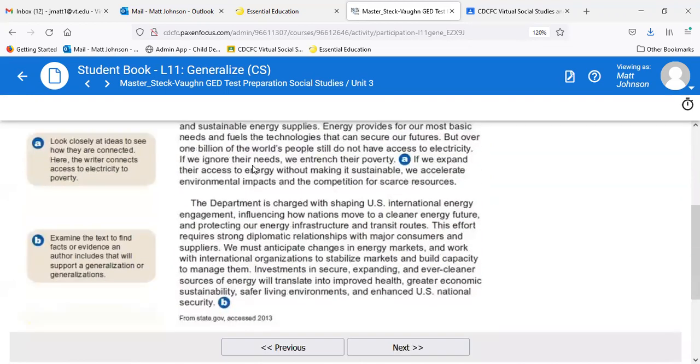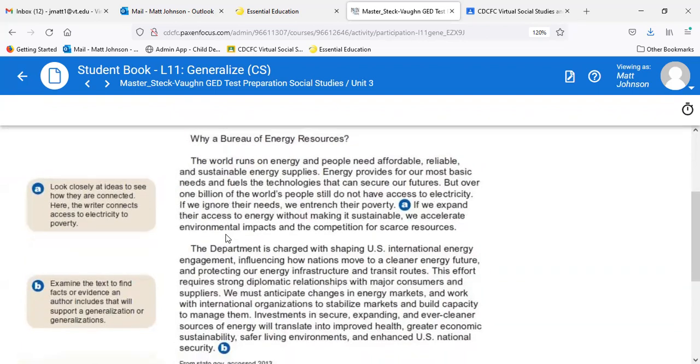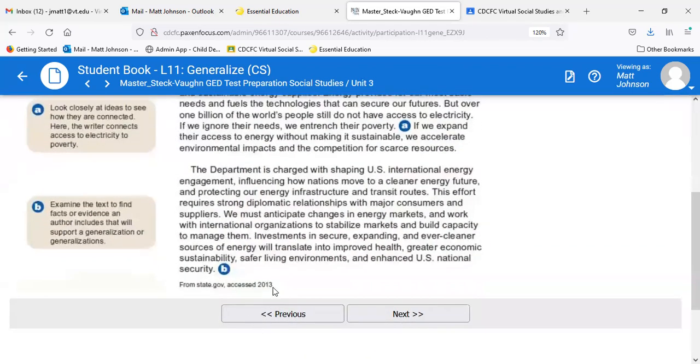So you can think a little bit about whether there's some bias in here, if it's coming from the State Department and they're sort of promoting this idea of clean energy. Also, take note of when this was accessed. This was in 2013. Who was president then? That was Barack Obama. So we had more of a push towards clean energy and things like that during that administration.